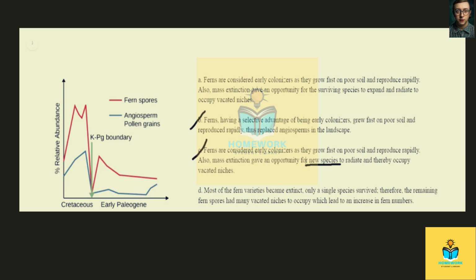Last one, part D, most of the fern varieties became extinct and only a single species survived. Therefore, the remaining fern spores had many vacated niches to occupy, which led to an increase in fern numbers. This could be true, although it's more likely that there's a variety of fern variants that were able to survive. It could be true, it could also not be true, and so it's not a reasonable answer when we have A, which is a much more reasonable answer for this increase in fern spores. So for this, we're going to go with part A.